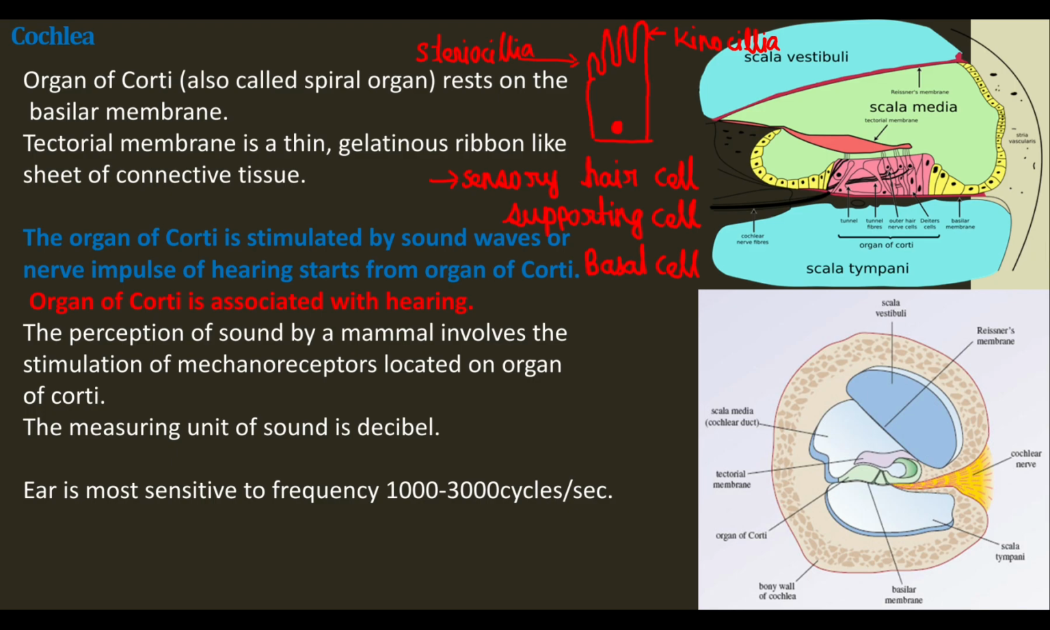This stereocilia and kinocilia help in generation of action potential when they vibrate. Actually, when they vibrate, this stereocilia either will move toward the kinocilia or move away from the kinocilia, and that will generate impulses and information. From here it will go to the brain. Ear is most sensitive to frequency of 1000 to 3000 cycles per second.